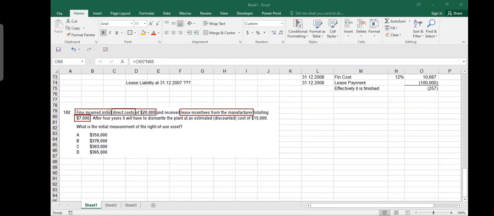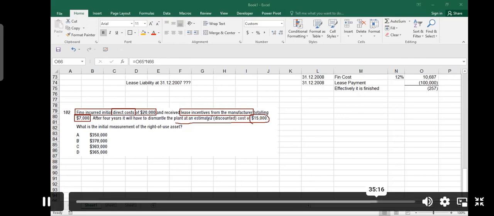After 4 years, it will have to dismantle the plant at an estimated discounted cost of 15,000. So what is the initial measurement of the right of use asset? So which other values do we have? I mean, what is the present value of the lease payment?